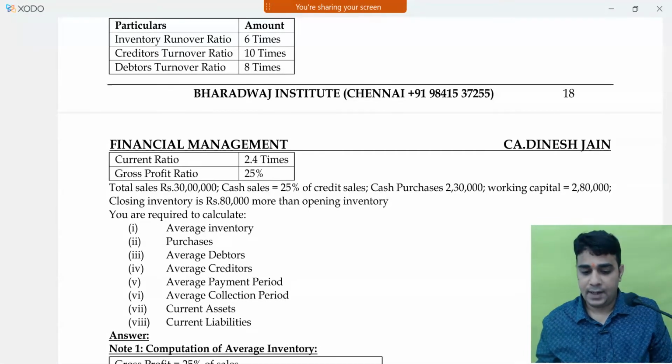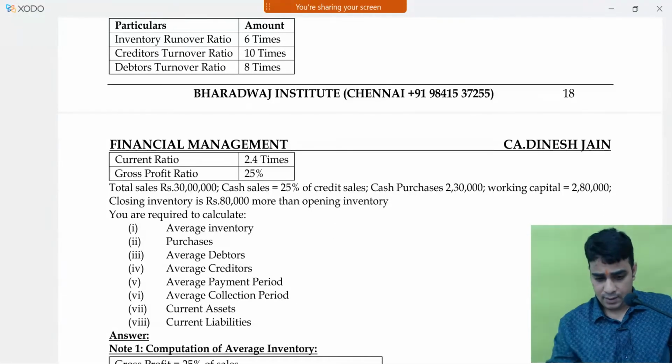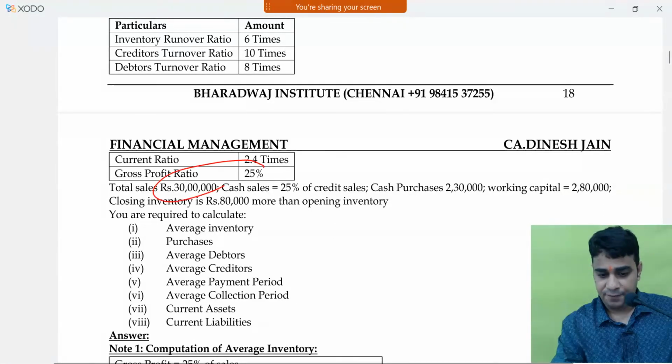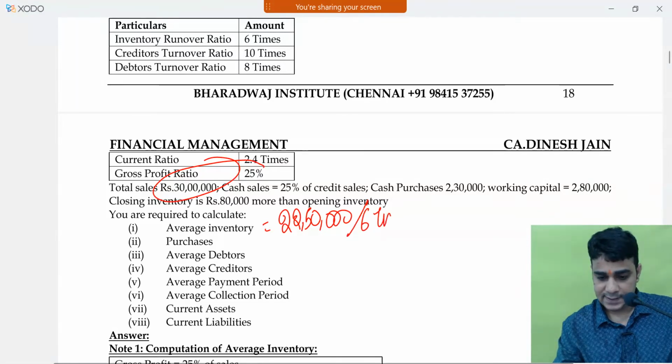Okay, let's start. Average inventory is COGS divided by your inventory turnover ratio. The COGS is 75% of sales, so average inventory should be 22 lakh 50 divided by 6 times, which is 3 lakh 75.